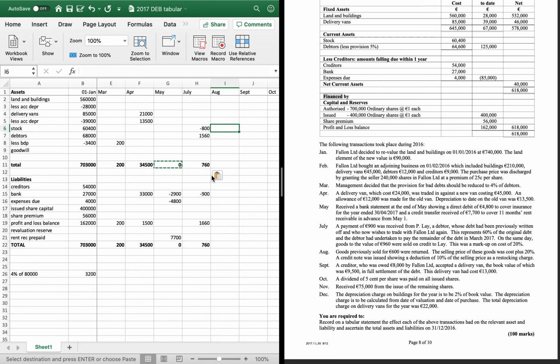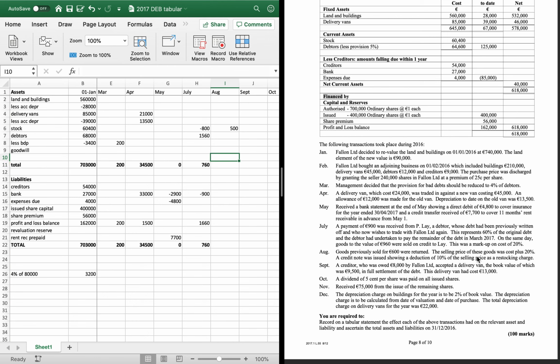So we'll deal with the stock first. Stock is going up because the stock is coming back into our business. So it goes up by its cost price. So it was sold for 600, irrelevant to us in relation to stock. The selling price of the goods was cost plus 20%. So we're going to take that 600, we'll divide it by 120 and multiply by 100. And that gives you a stock price of 500.